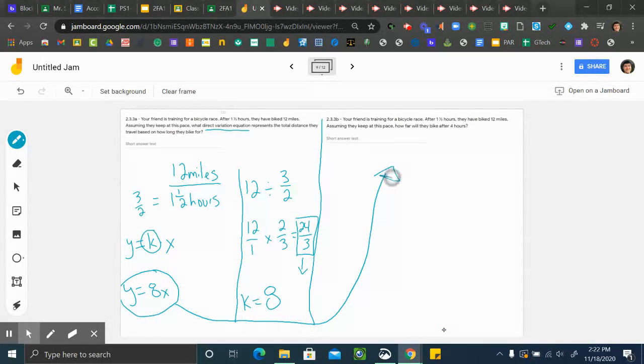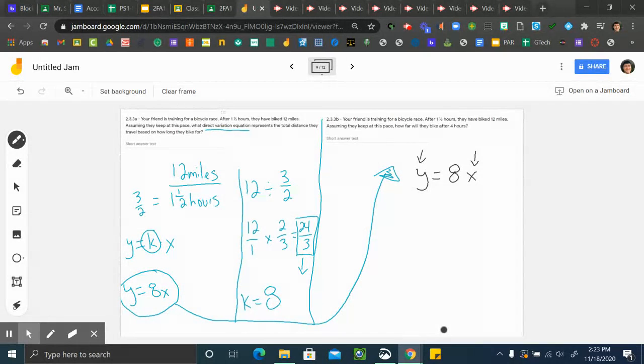To answer this question, it says your friend is training for a bicycle race. After an hour and a half, they've biked 12 miles. Assuming they keep this pace, how far will they bike after 4 hours? So we know that it's going to be y equals 8x. Now, we're told that it's 4 hours, but which variable has to do with 4? Is it the x or is it the y? Is it 8 times the amount of hours will give us miles, or is it 8 times the amount of miles gives us the hours?